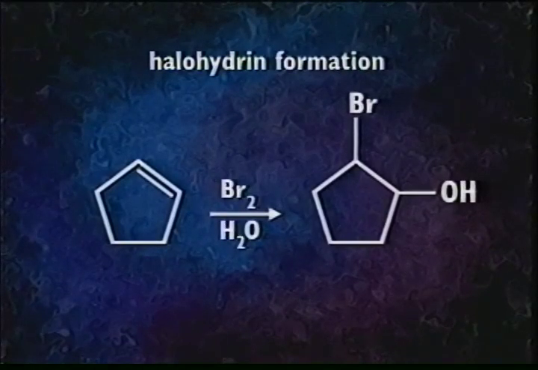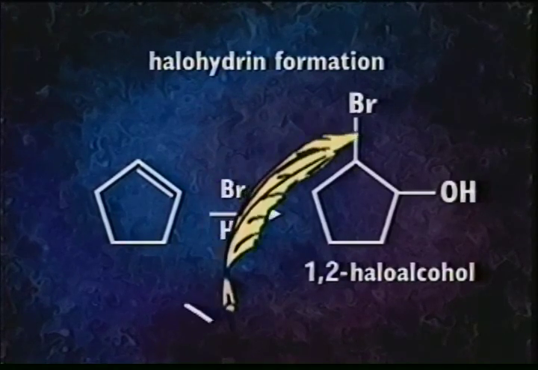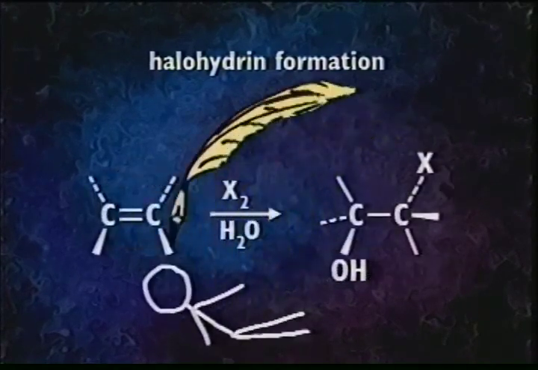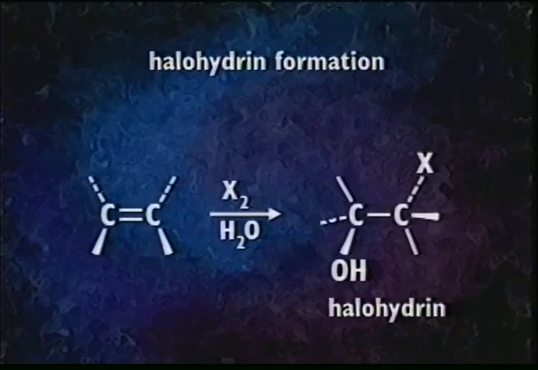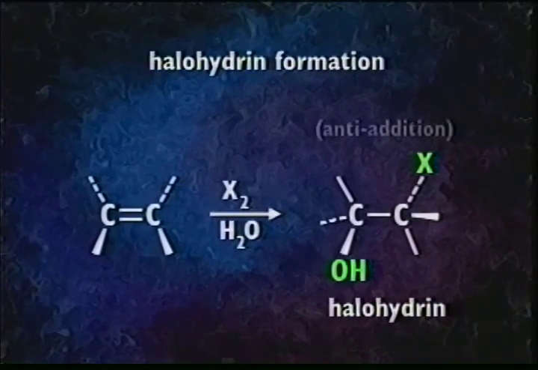So we can see that the overall process of a halohydrin formation reaction is, in water, an alkene plus a halogen forms a 1,2 haloalcohol. If we write this in our shorthand form, X2 is added to an alkene in the presence of water, and the product ends up being a halohydrin, a molecule with an X and an OH on adjacent carbons via an anti-addition.